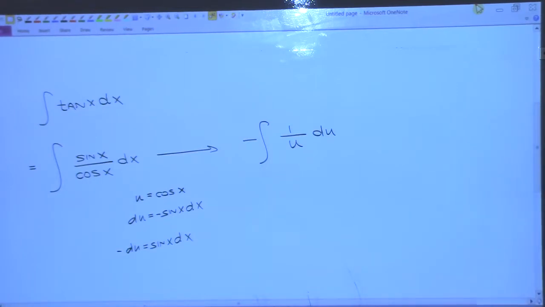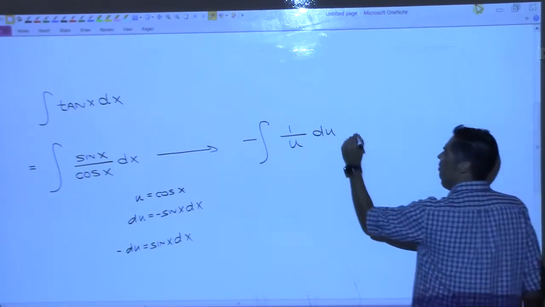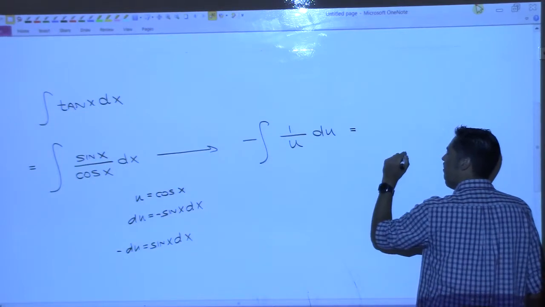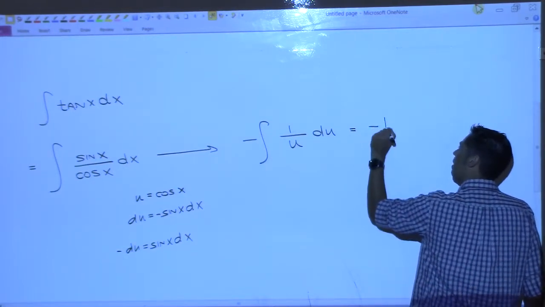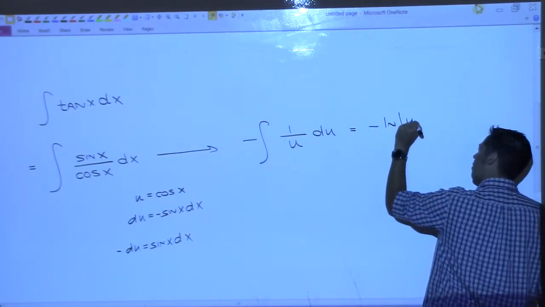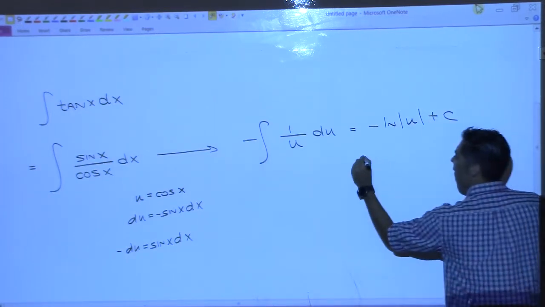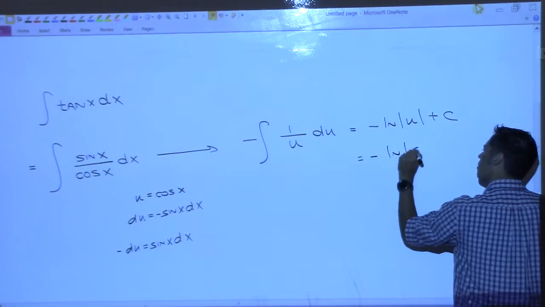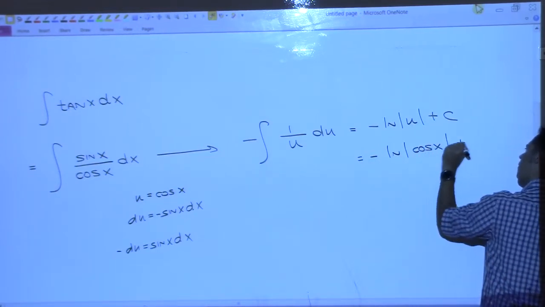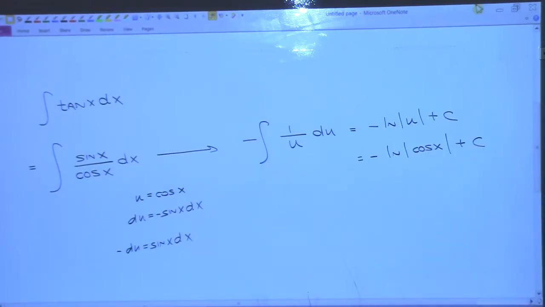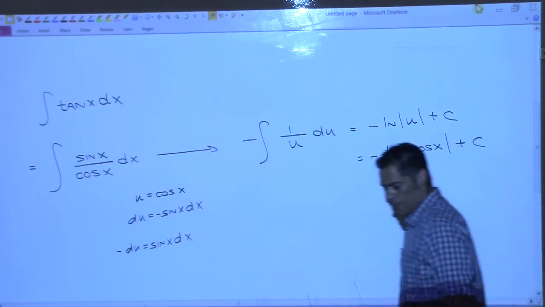Yeah, and now you should recognize that the antiderivative of 1 over u is natural log of the absolute value of u. So I have negative natural log of the absolute value of u plus c. And what was u? It was cosine x, right? Cosine x. That's not the answer on the formula sheet. Did we mess up? No, we didn't mess up.